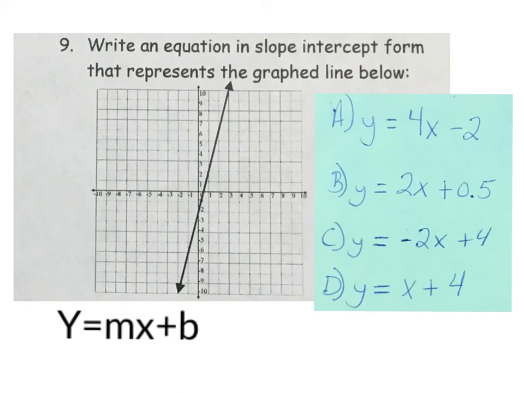Okay, number 9, write an equation in slope-intercept form that represents the graphed line below. So remember, that's y equals mx plus b. Okay, so I've got some multiple choice answers for you. I've got A, B, C, and D. So take a look at the graph, find out your slope, find out your y-intercept, okay, and then eliminate some answer choices, and then identify the correct answer choice, okay?